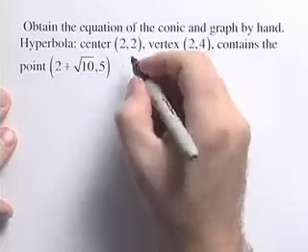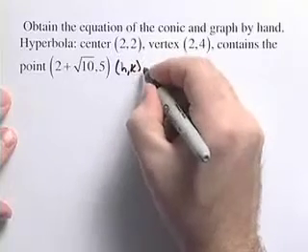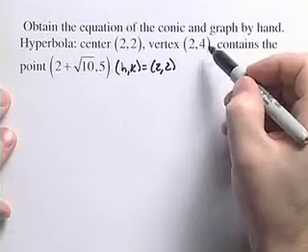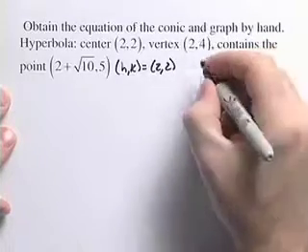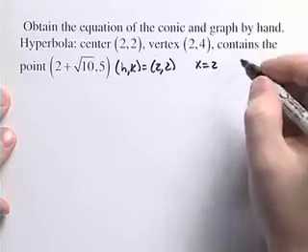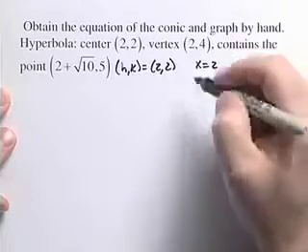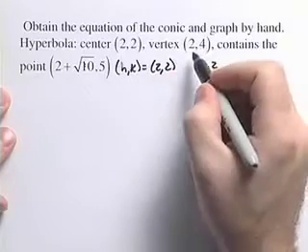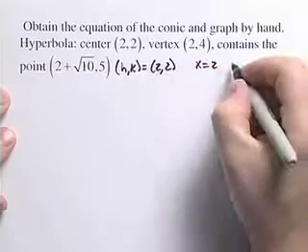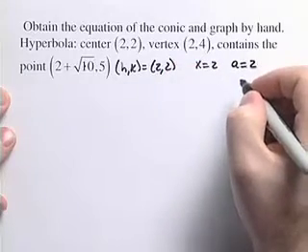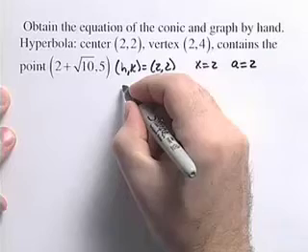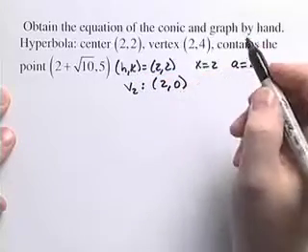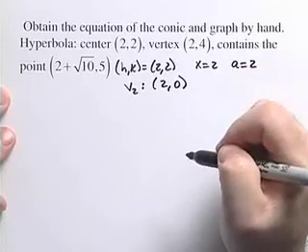Since we know that the center is (2, 2), we get (h, k) is (2, 2), and the vertex is (2, 4). Both the center and the vertex lie on the line x = 2. Therefore, our transverse axis is parallel to the y-axis. The distance from the center to the vertex is 2 units, so a is equal to 2. Therefore, our other vertex, we'll call that V2, must be the point (2, 0). We'll go 2 units below our center.